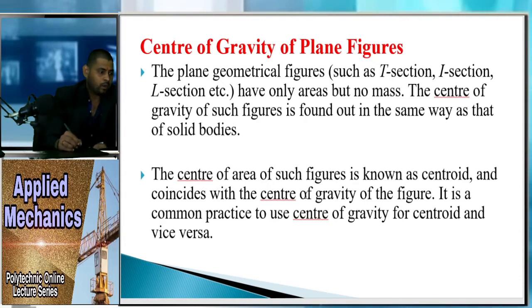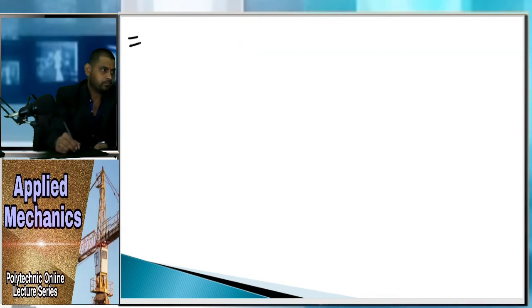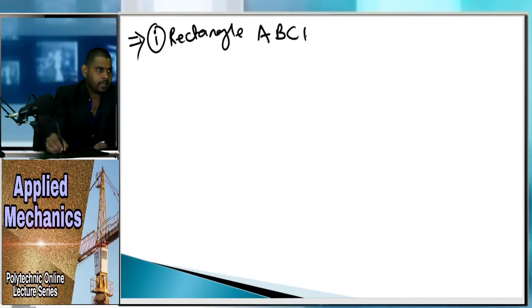Now after that we have to solve it one by one. We have to take both rectangles. So we have divided this into two parts. This is our rectangle 1 and this is our rectangle 2. So let's see here. First one, rectangle ABCH.